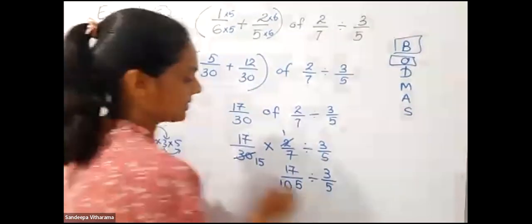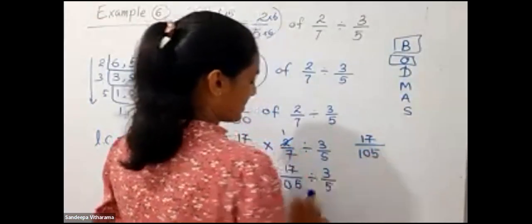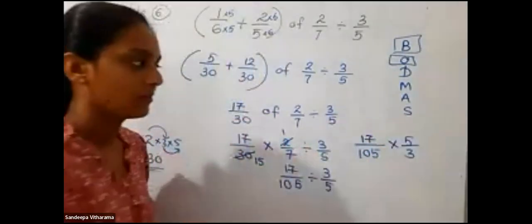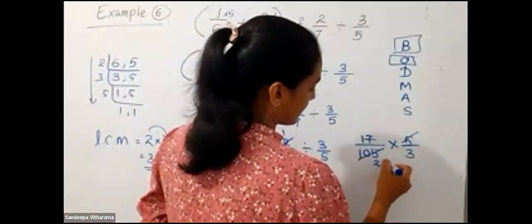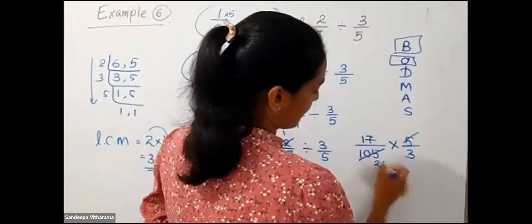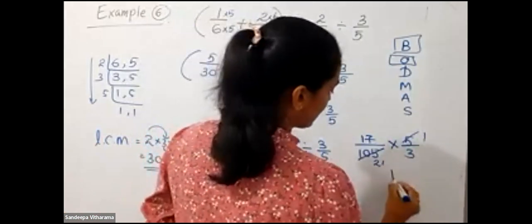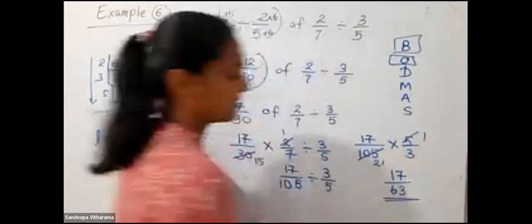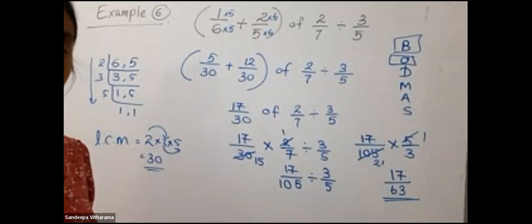Now it is a division. So division is replaced by multiplication. Take the reciprocal of the fraction. 21, no? There's no common factor. So 17 into 1 is 17. It is 63. So the answer is 17 upon 63. Okay, Resandi has got the answer. Very good.